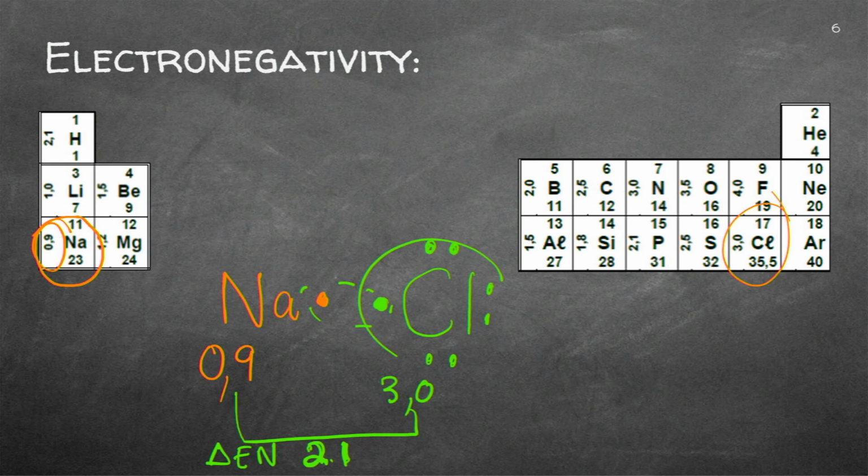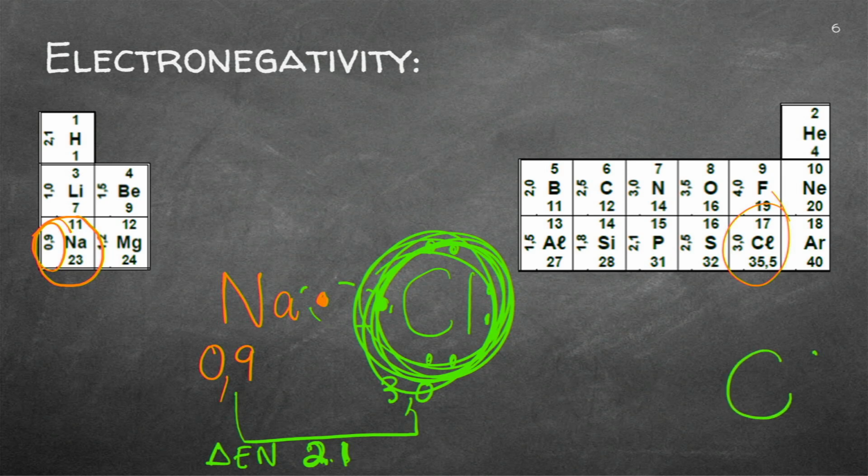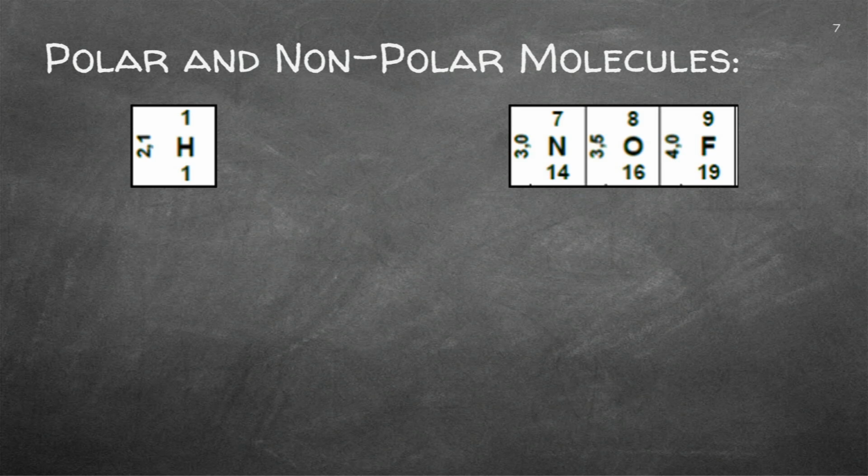It's here more often in such a state that it's rather chlorine with an ion like that, the electron affinity, and you'll find that the sodium will rather be Na+. So that's the information we get from electronegativity. That can determine if a molecule is polar or non-polar.